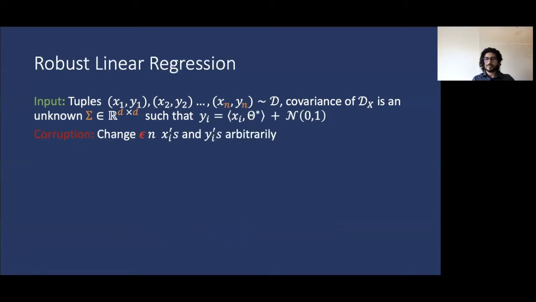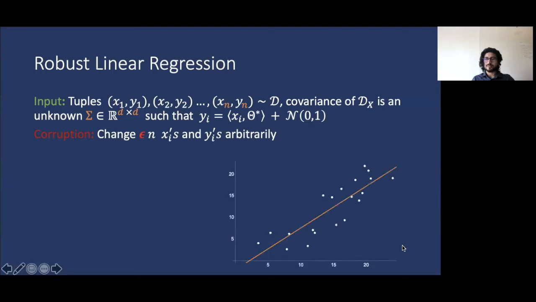In this work, we are interested in the robust variant of this problem, which is defined as follows. We are still given n samples of the form (x_i, y_i) from the distribution. But now an adversary is allowed to come in and change an epsilon fraction of the x_i's and y_i's in an arbitrary way. The adversary can add or remove points or move the points around, and we make no assumption on what the adversary does. The adversary is also allowed to corrupt both the x's and the y's. This model is known as the strong contamination model and generalizes several well-studied problems, including the Huber and TV distance corruption models.